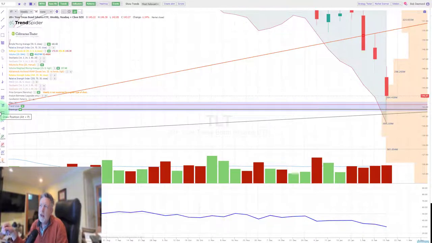Did you know that the small caps on a price to sales basis have never been this expensive? Did you know that call option activity, which is a sign of speculative mania, is at all time record highs, even well beyond the 2000 peak? They'll tell you that after the market breaks.